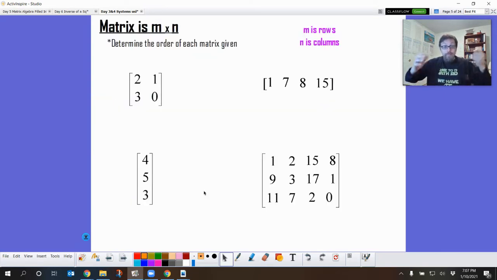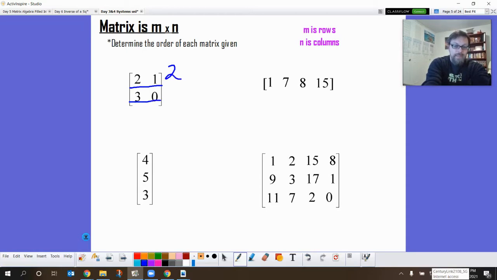So if we have a matrix, if it's n by m, we want to determine its order. The first number is the number of rows in the matrix, and the second number is the number of up and down columns. If I looked at that first matrix, it's got 2 rows, and it has 2 columns. So it is a 2 by 2 matrix.